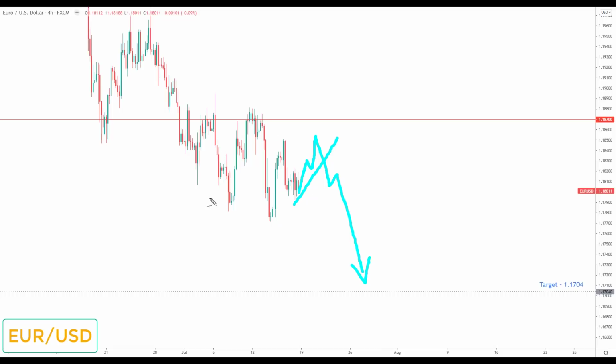You'll notice a number of these markets, because of that inside week in the DXY, didn't really move too much last week. So I think we could be seeing some movement in these markets this week.